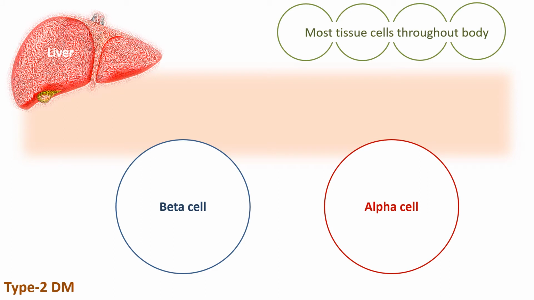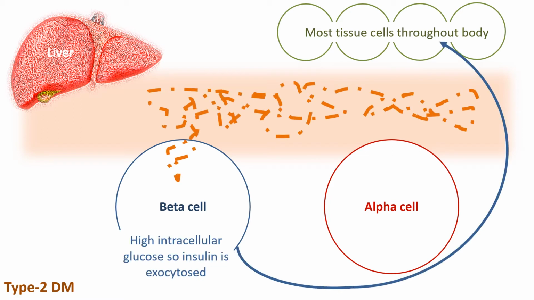Let's have a look at another diagram for type 2. So, okay, in this scenario, again, we've got high levels of glucose in the blood. We've got hyperglycemia. Glucose is taken in, it gets into the beta cell. The high intracellular glucose stimulates the exocytosis of insulin in this case. Remember, in type 1 we didn't get insulin. In this case we do get insulin. That goes off to most cells throughout the body.